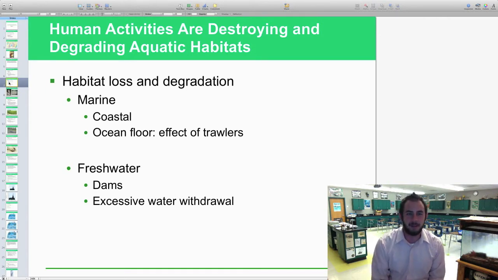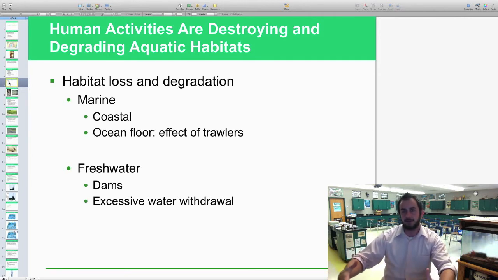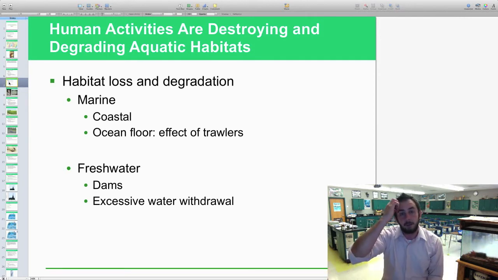And we're going to talk about the effect of trawlers. A trawler is a type of netting that literally scrapes the bottom of the ocean floor to collect fish. And so we're going to take a closer look at trawlers in a little bit, and at what kind of damage they actually do.